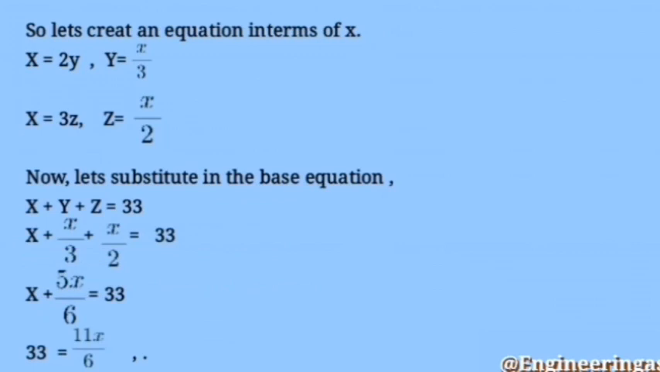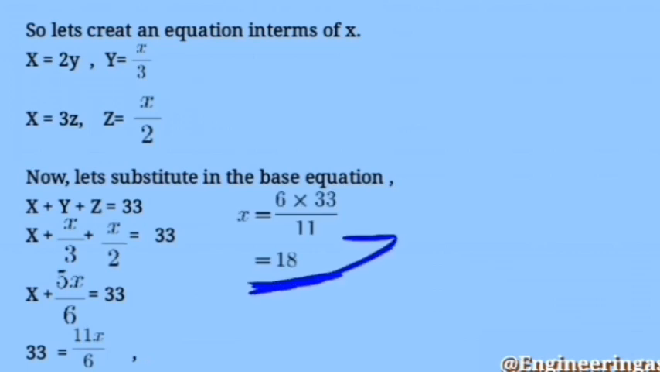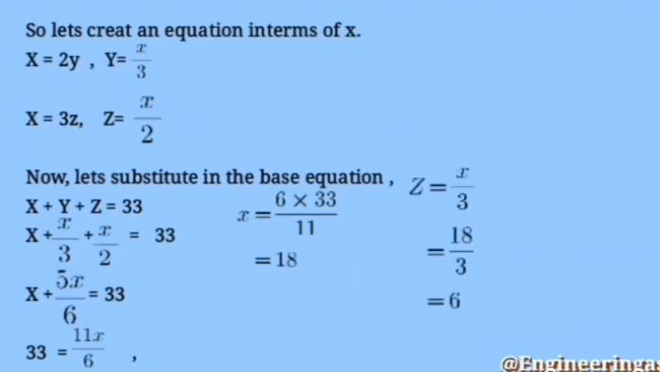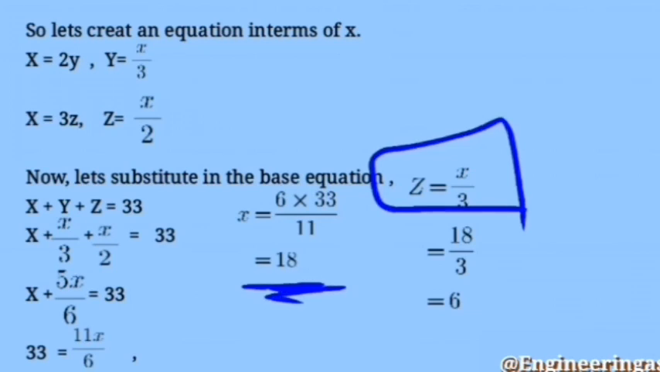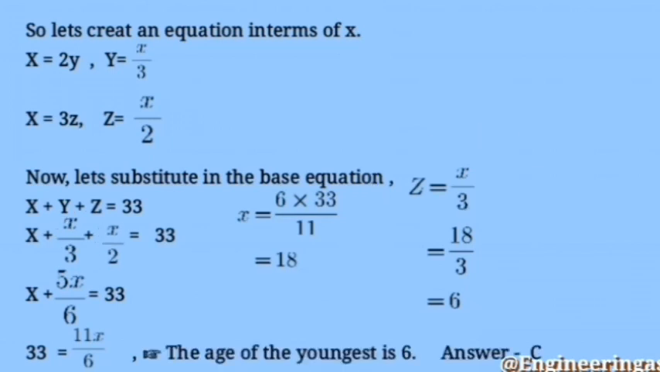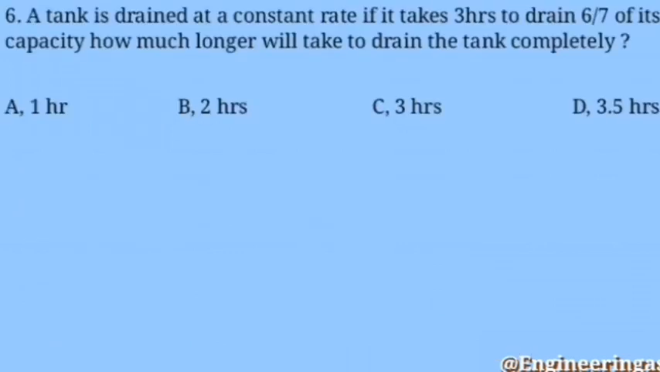When we simplify it, it will be X plus 5X over 6 equals 33, and 33 will be 11X over 6, then X will be 6 times 33 over 11, then X will be 18. So Z will be X over 3, and X is already calculated, so we can substitute in the X. X is 18, so 18 over 3 will be 6. So the age of the youngest person is 6, and the answer will be C.